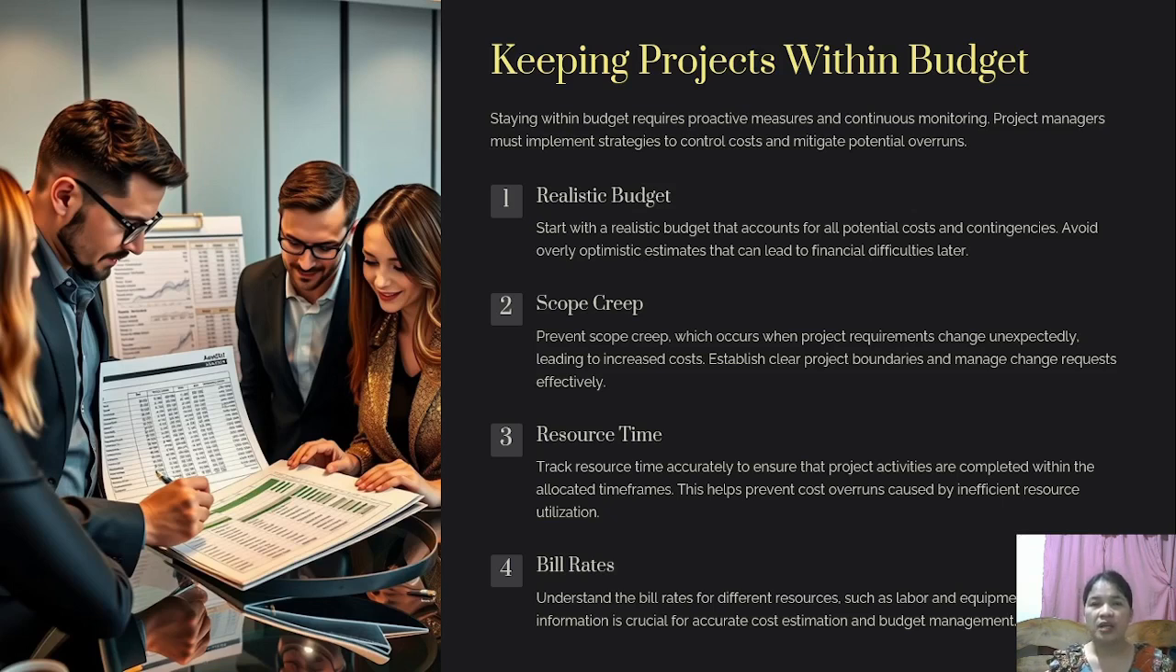Number three is resource time. You have to track resource time accurately to ensure that project activities are completed within the allocated time frames. This helps prevent cost overruns caused by inefficient resource utilization.